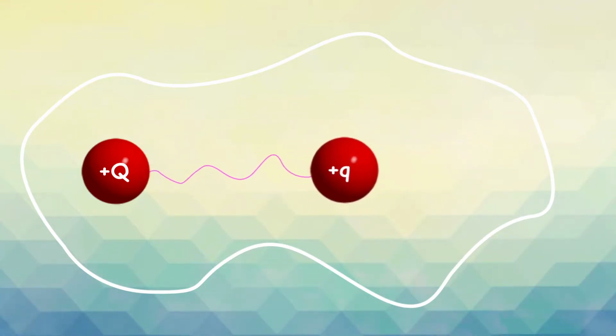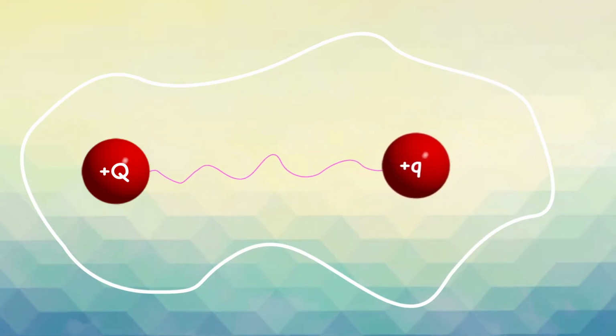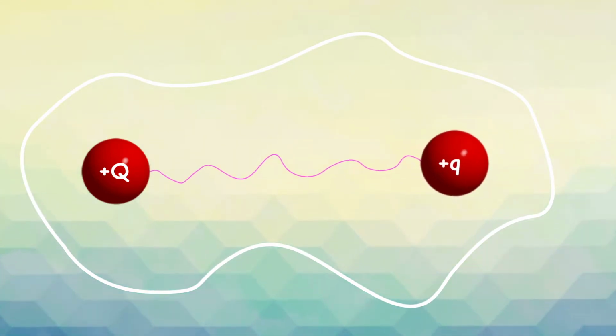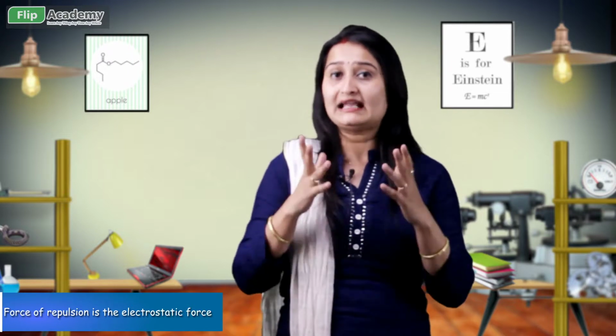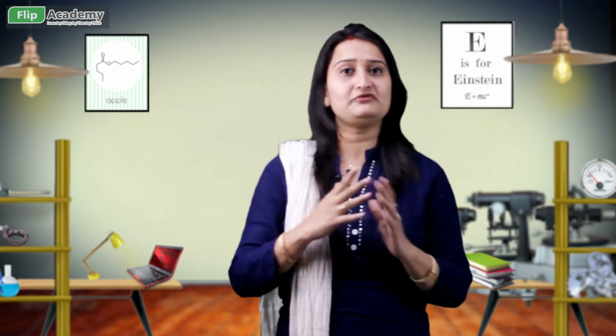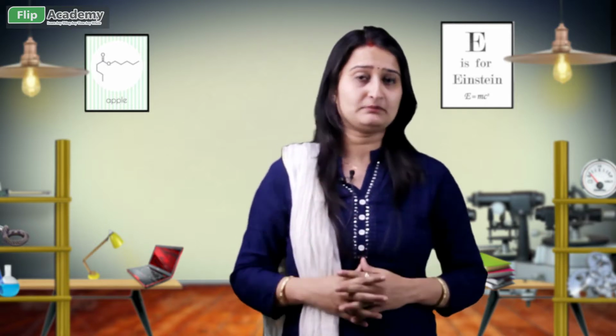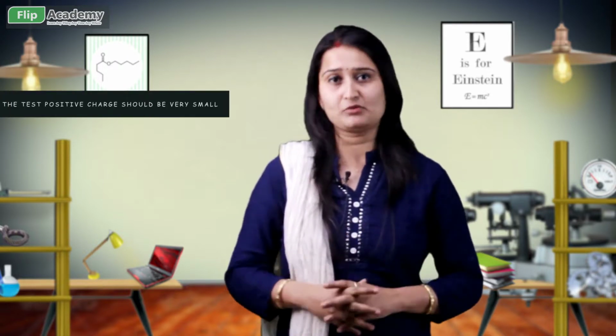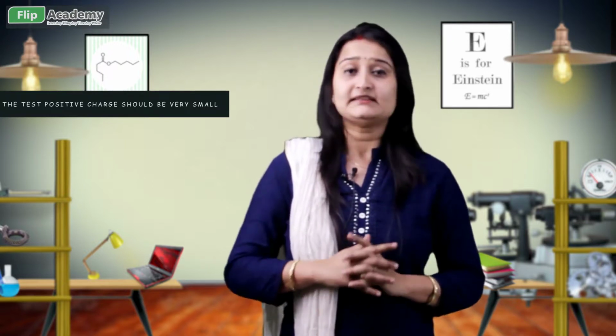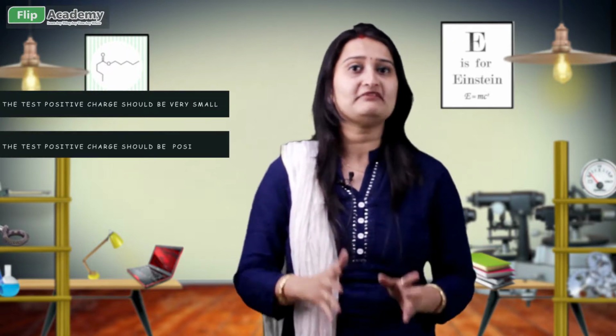This force of repulsion is exerted by the source charge on the test positive charge and draws the test positive charge away from it. Now, what is this force of repulsion? It is the electrostatic force, which we have already studied in Coulomb's law. So two important points you have to keep in mind: first, the test positive charge should be very, very small. Second, the test positive charge should always be positive.